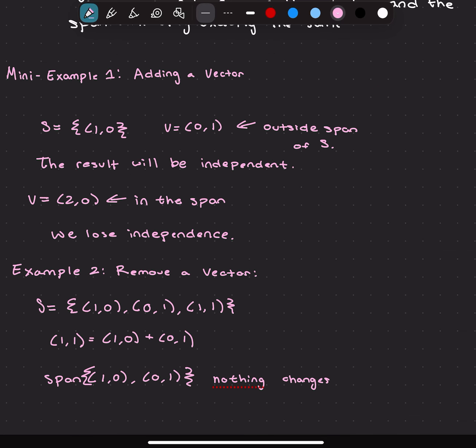So, to summarize, when we want to add a vector, we must make sure that the new vector we want to add is not in the span of S. And what we get is that the independence is preserved. And if we want to remove a vector, we must make sure that the vector we want to remove is in the span of the rest of S. And we get the span does not change.